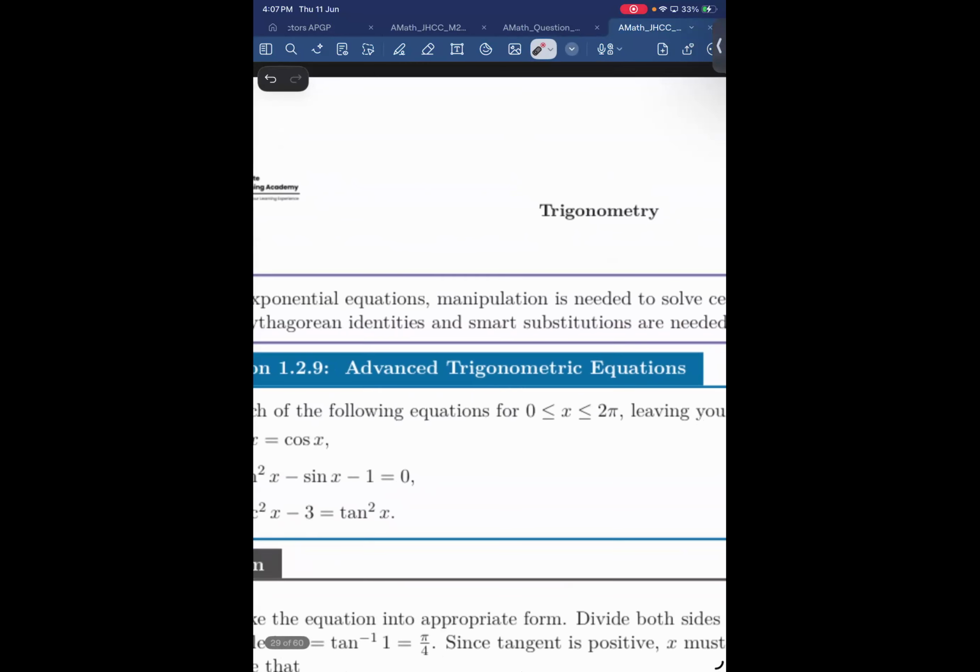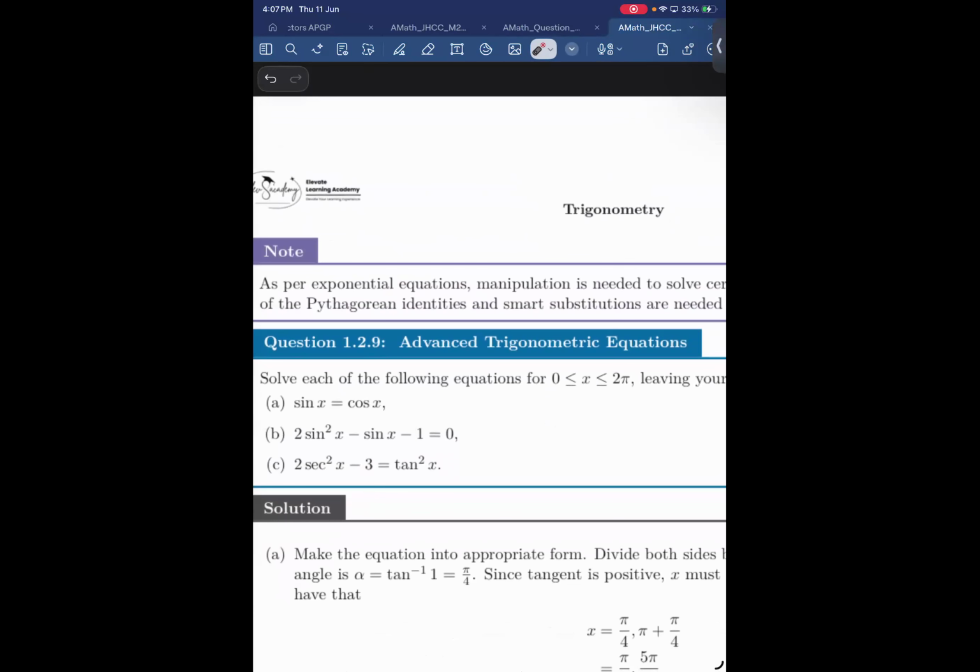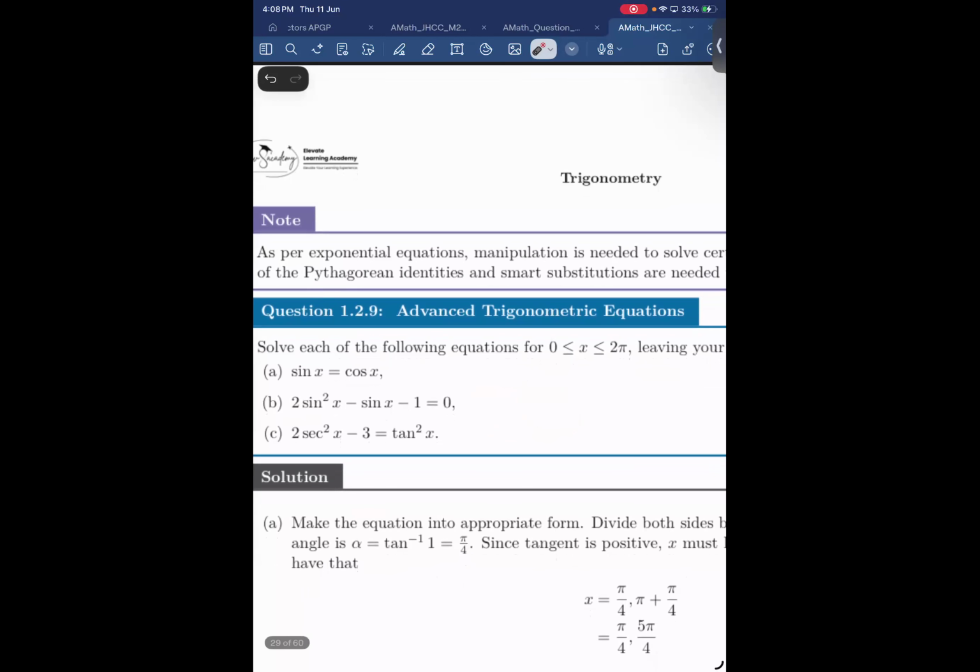The first one I think is quite simple. Actually maybe it's not as simple, but if you know the pattern, what you do is divide both sides by cosine x. So sine x divided by cosine x equals cosine x over cosine x, which just means you're solving tangent x equals to 1. The reference angle is tangent inverse 1, which is pi over 4. Tangent positive means it must lie on the first and third quadrant, so it's going to be pi over 4 and pi plus pi over 4. Once you see it, it's easy already.